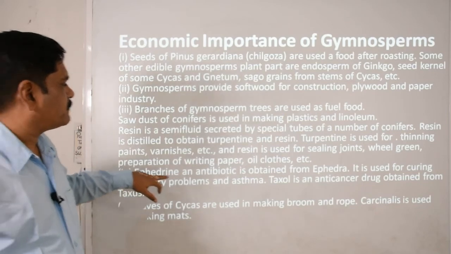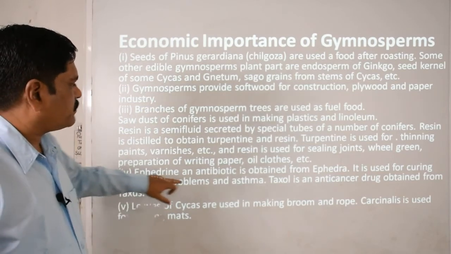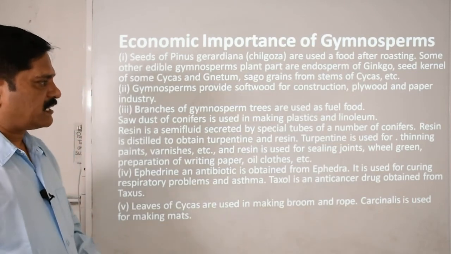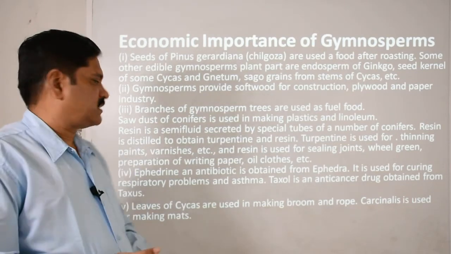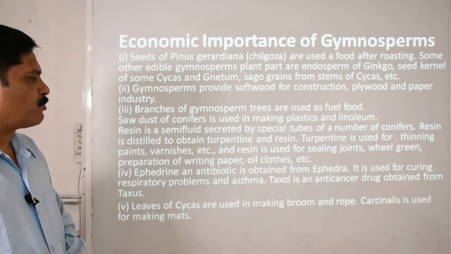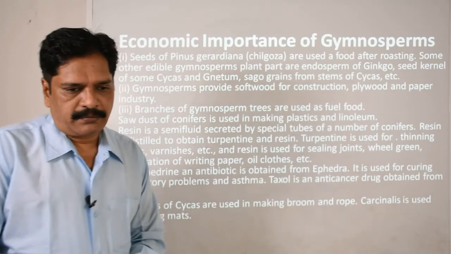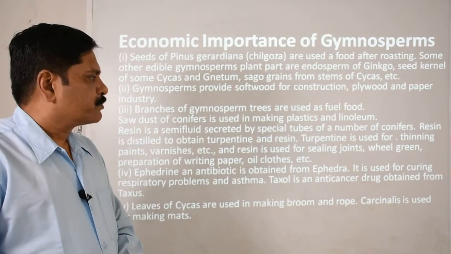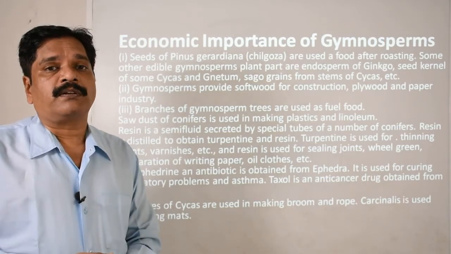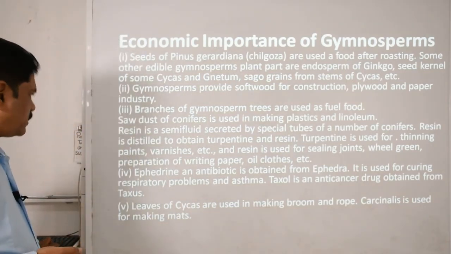Then there is ephedrine, an antibiotic obtained from Ephedra. It is used for curing respiratory problems and asthma-like features. Taxol is an anti-cancer drug obtained from the Taxus, right? And the leaves of the Cycas are used in making brooms and ropes. Okay, and another plant is used for making mats. Clear? So these mats, brooms and ropes are also made from this, so it is quite helpful for small scale industries. It is very useful in our day to day life.